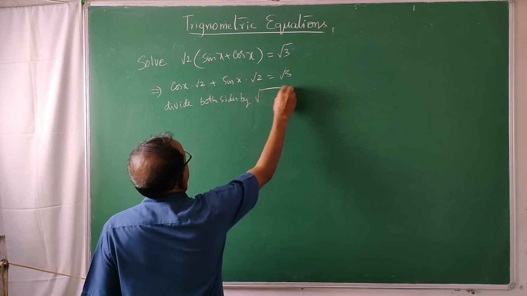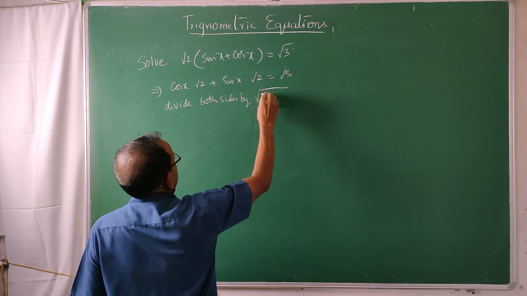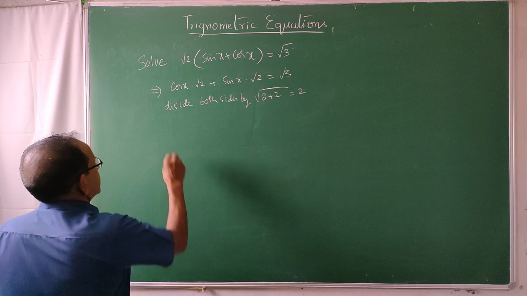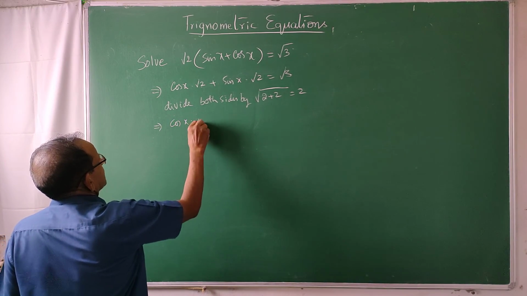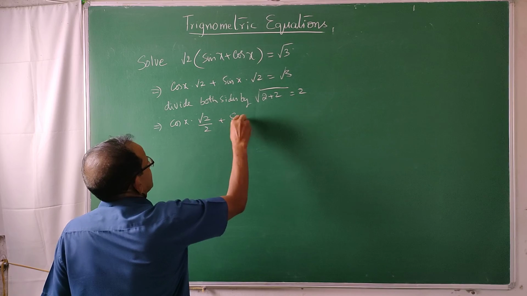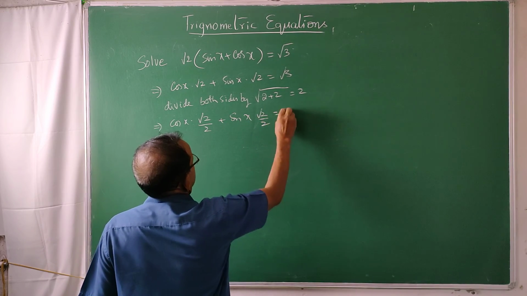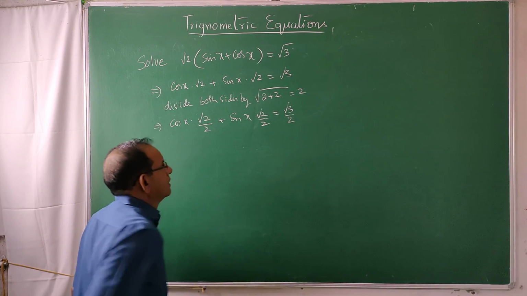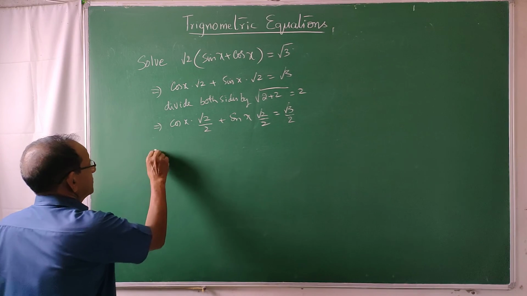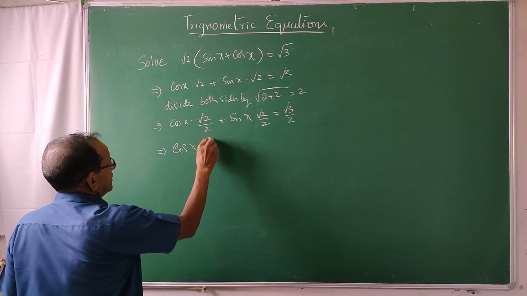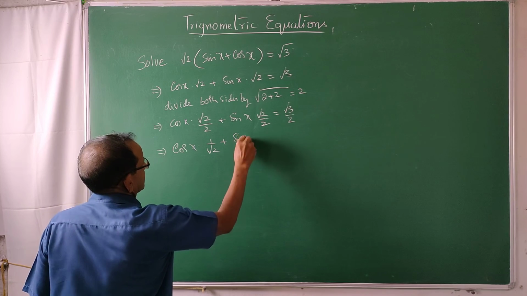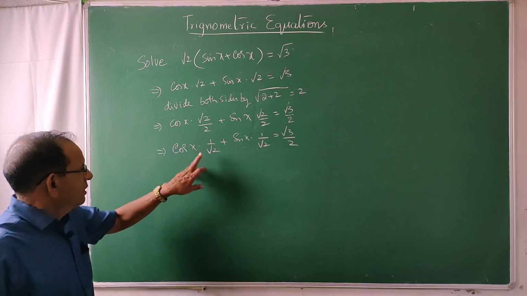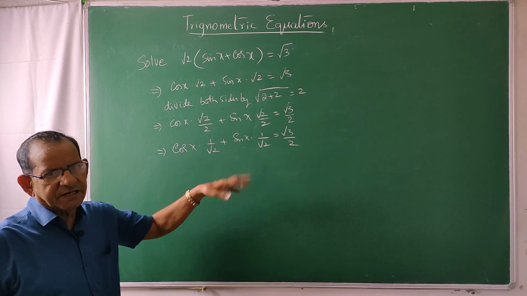Divide both sides by root of a square plus b square: root 2 whole square plus root 2 whole square, 2 plus 2, that is 4, means square root is 2. Then what you will get? Cos x into root 2 by 2 plus sin x into root 2 by 2 is equal to root 3 by 2. Root 2 by 2 is 1 by root 2. That implies cos x into 1 by root 2 plus sin x into 1 by root 2 is equal to root 3 by 2.